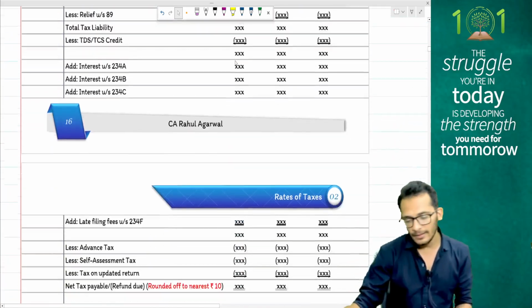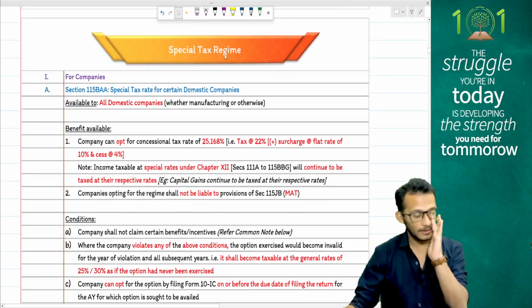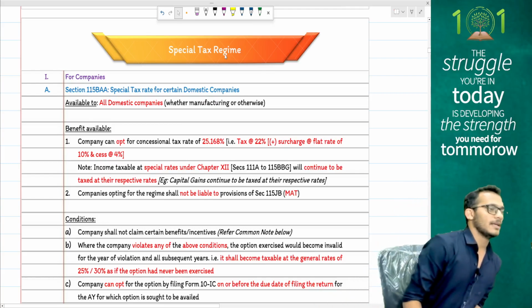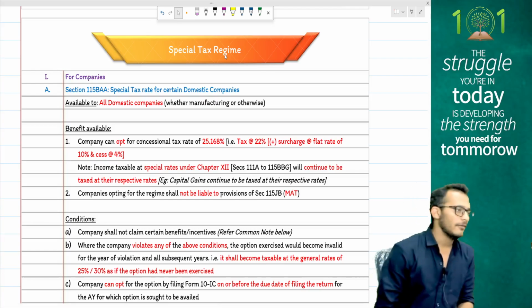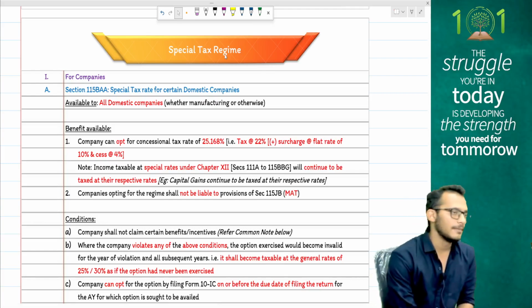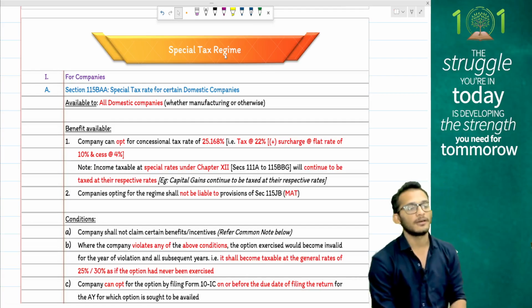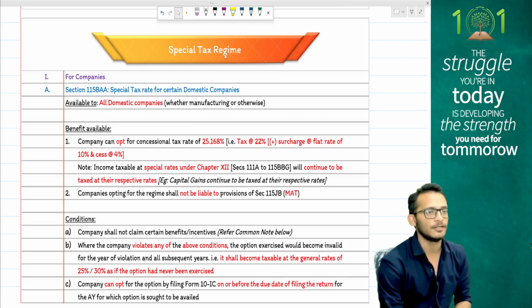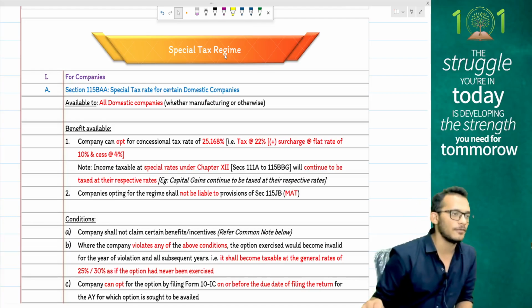Yes. Then you move forward, people, to something called a special tax regime, like we have already started discussion on this. 115BAA, 115BAB, 115BAC, BAD and BAE. 115BAA talks about your domestic companies having no conditions, tax at the rate of 22% with a mandatory surcharge of 10%, with a mandatory cess of 4%.